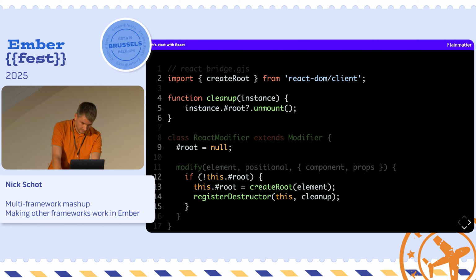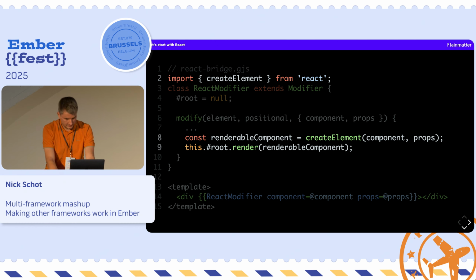So then, as for the implementation of the modifier, on the very first run of this modifier, we need to create the root in our div element. So we have a conditional: if not this.root, we'll create a root, and we'll register a destructor function to clean it up when the modifier is unrendered.